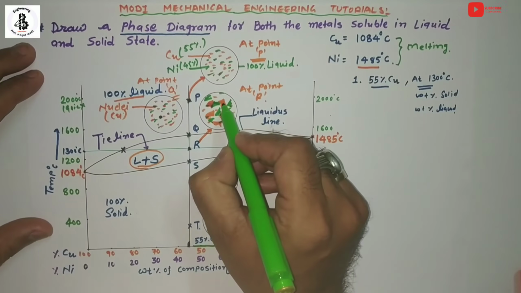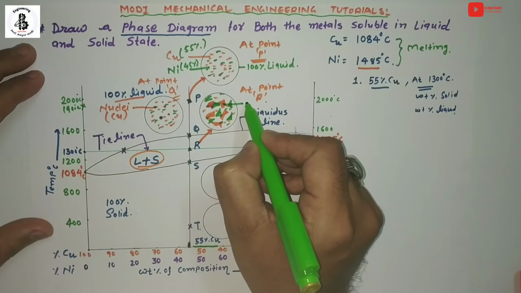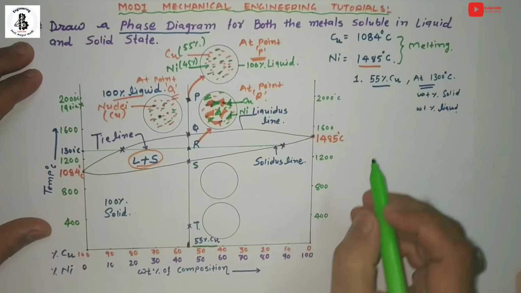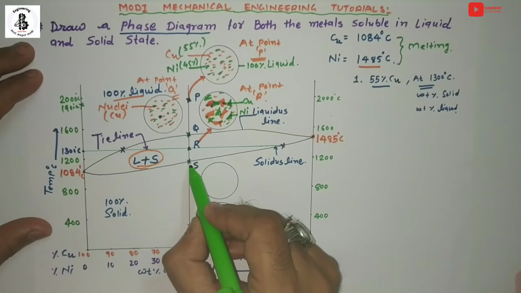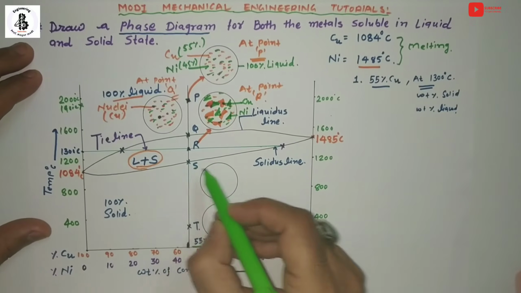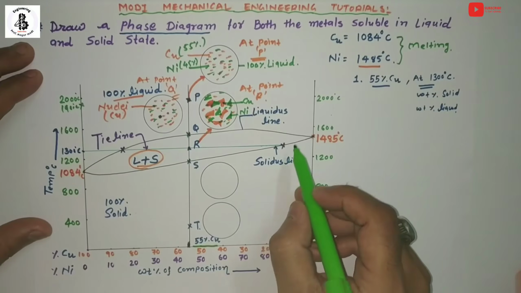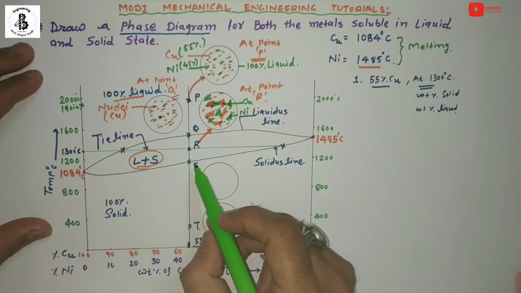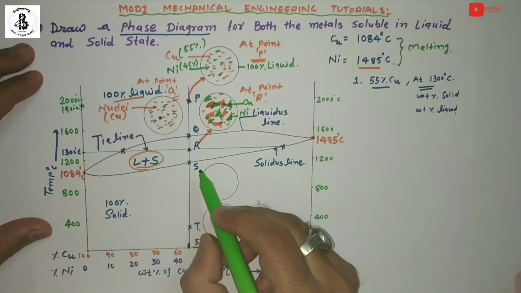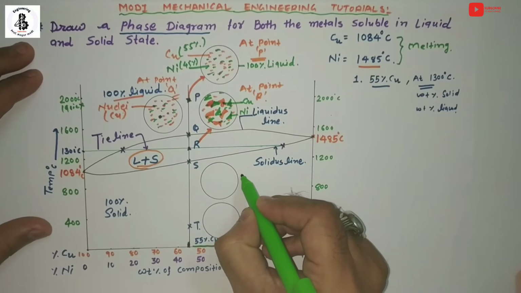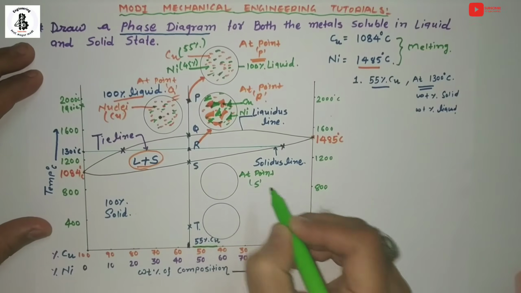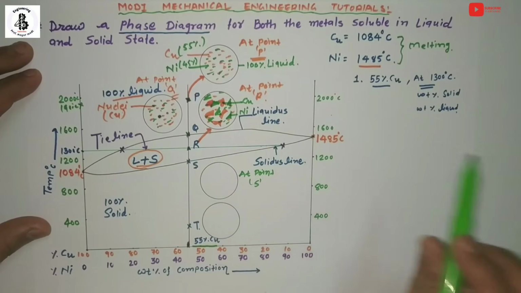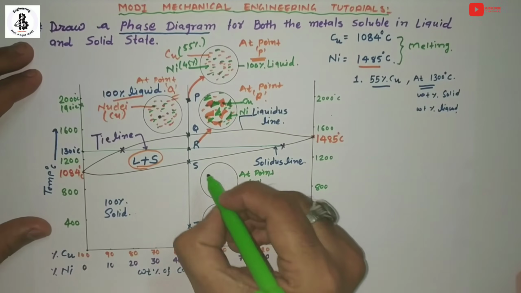So these orange particles will be copper, and green will be nickel. Then at point S, that will be represented by the solidus line. At the solidus line, 100% of the solidification process is over, or you can consider it the end point of the solidification process. So at point S, just note down that all the liquid of copper and nickel will be transforming into solids.